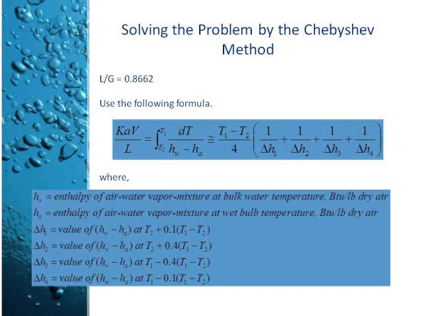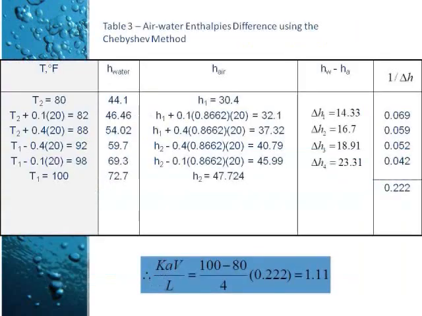T2 and T1 are cold water temperature and hot water temperature respectively. The table shows the enthalpy differences at different temperatures. The enthalpy of water is obtained from the steam table from Perry, and the enthalpy of air is obtained from the tower characteristic curve. Substituting all the values to the equation presented earlier, the KAV over L value that will be obtained is 1.11.